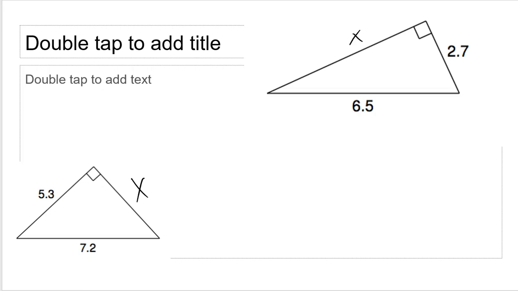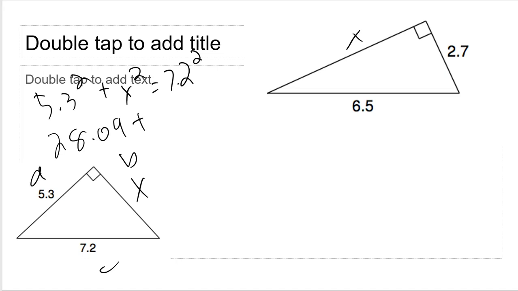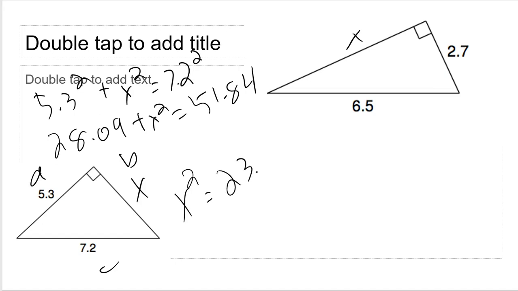Alright, these are the last two. So we're looking for these ones here. So a squared plus b squared equals c squared. So 5.3 squared plus x squared equals 7.2 squared. 28.09 plus x squared equals 51.84. So we're going to subtract 28.09 from both sides. You get 23.75. And then simply just take the square root of that. You get 4.9.